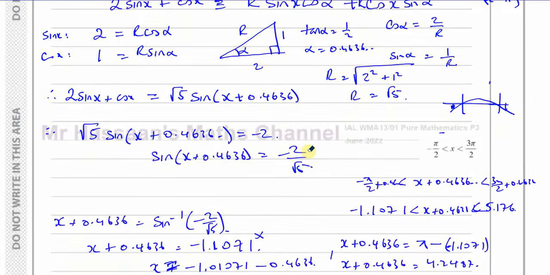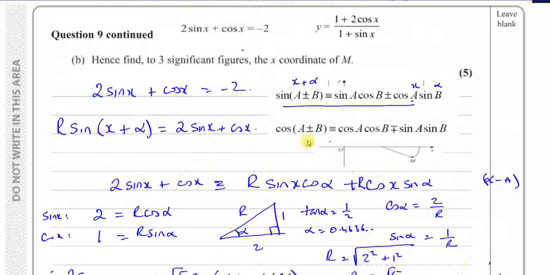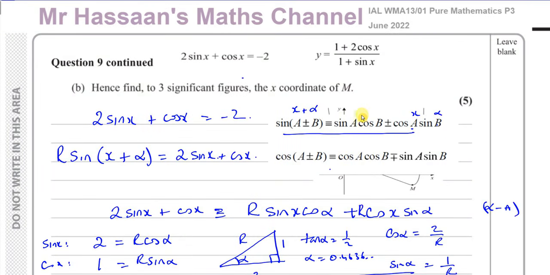Okay, so that concludes this question, which is question number 9 from this paper, which is June 2022. And this question was to do with trigonometry and also differentiation, and also it was to do with solving trig identities and equations.